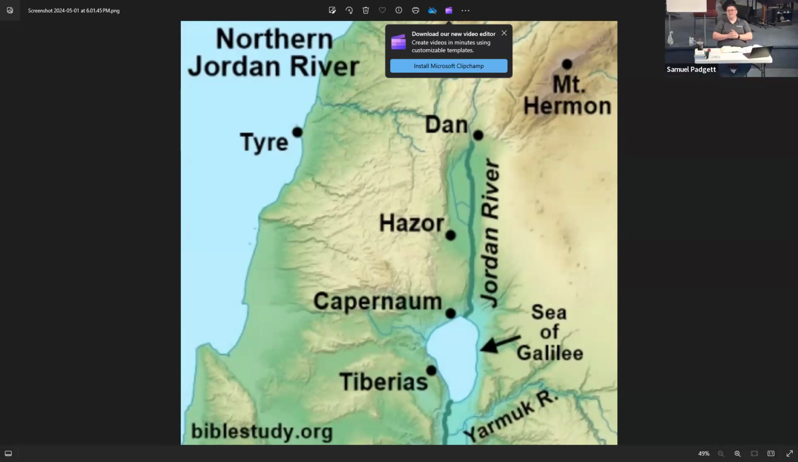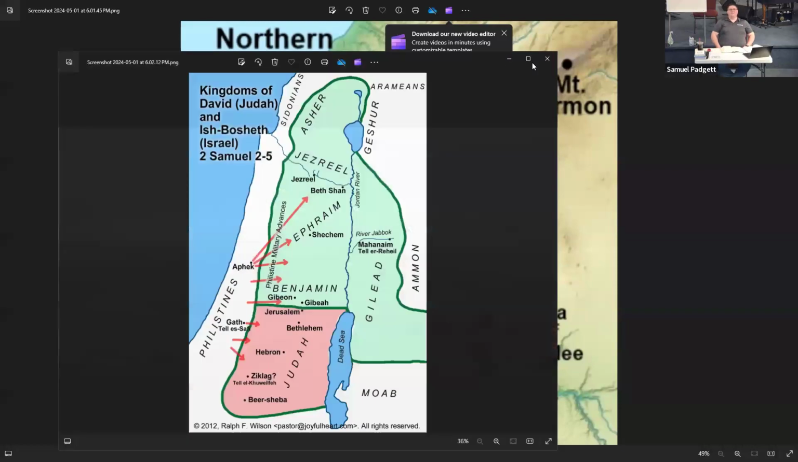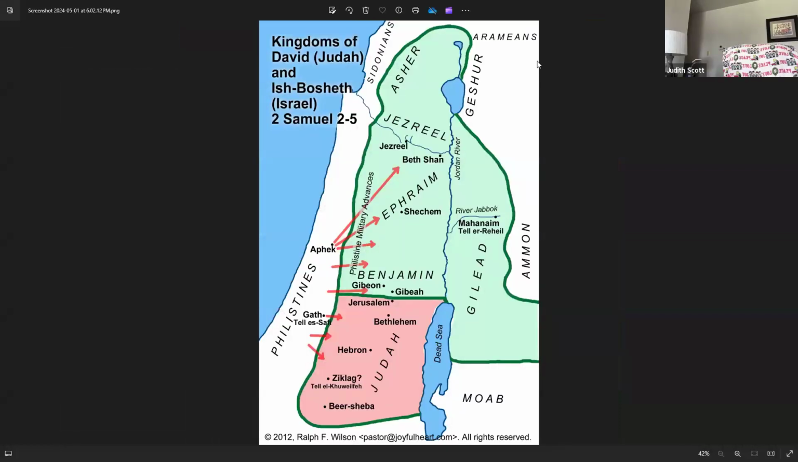Go to the next image, the one that has the pink area and the green area. That pink and green. Nope. That's very pretty, but we're not to that one yet. There we go. Can you guys see that online? Yes. All right. There we go. We're getting it figured out. Technology's wonderful once you know what you're doing.